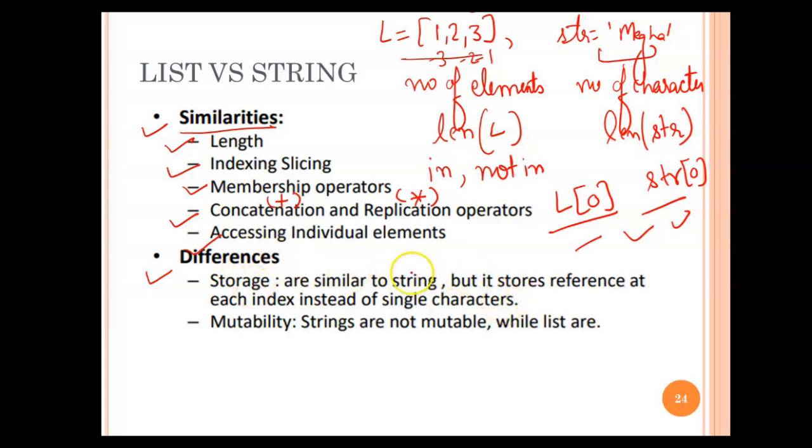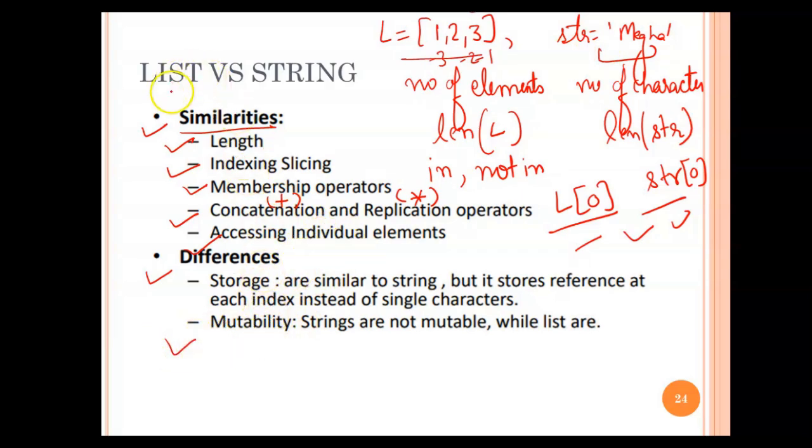So in case of a string, it actually stores the reference at each index instead of the single character, but the list is individually going to work as a list. So it is going to work for the single character, and this will be the whole string. Then mutability is actually the main difference between these two.